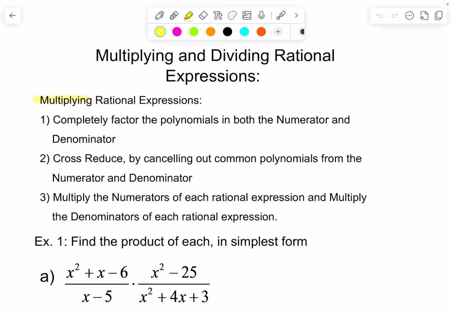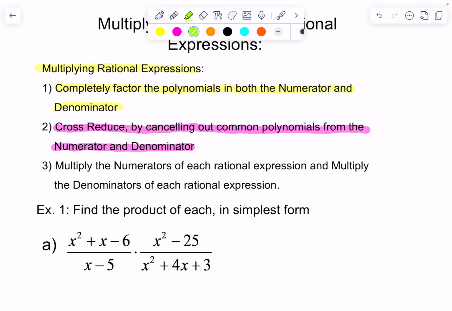When you want to multiply rational expressions, number one, completely factor the polynomials in both the numerator and denominator first. Number two, cross-reduce by canceling out common polynomials from both the numerator and denominator. Remember, common polynomials include an exact monomial with an exact monomial, an exact binomial with an exact binomial, and an exact trinomial with an exact trinomial. Remember, you cannot cancel out individual terms of polynomials.